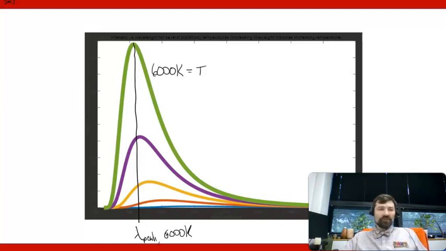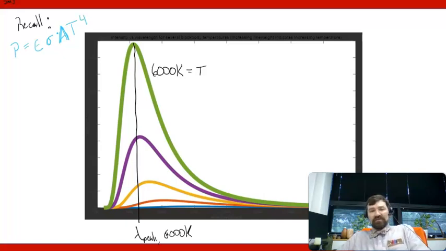You will recall, for what it's worth, that the power irradiated is proportional to the temperature to the fourth power. Specifically, you have your emissivity, you have your Stefan-Boltzmann constant, you have the area of the thing that is emitting this radiation, and then you have your temperature to the fourth power. So since this right here is 2,000 versus 6,000, that's a factor of 3 difference in temperature.